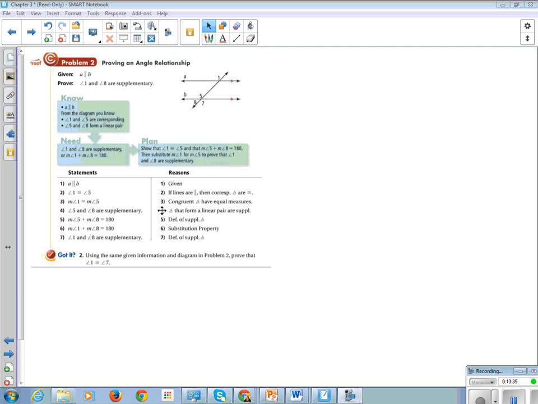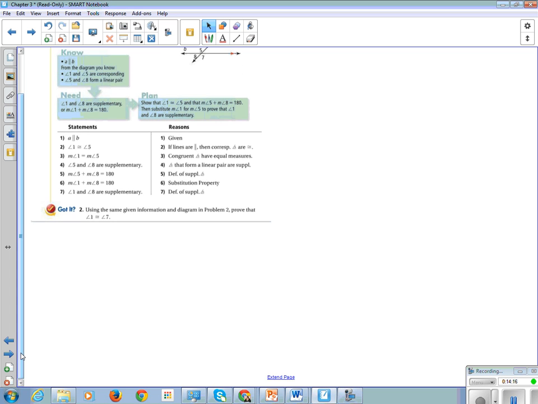Angle 5 and angle 8 are supplementary because 5 and 8 form a linear pair. That means their measures add up to 180. And so I'm going to take out the measure of angle 5, and I'm going to put in the measure of angle 1 because they're equal, and that's called substitution. So then I have angle 1 and angle 8 are supplementary because the definition of supplementary is they add up to 180. Okay, we're going to use this proof outline to make our own proof. So on your paper, write the word statements.